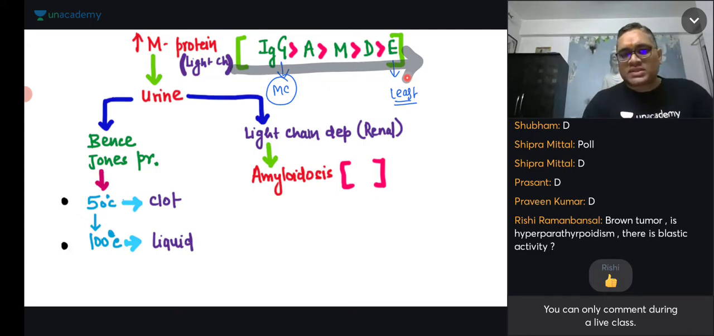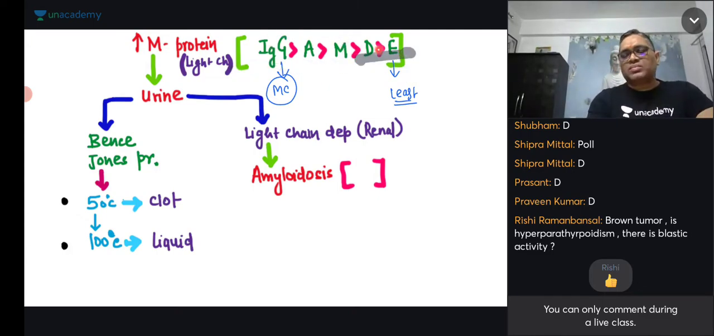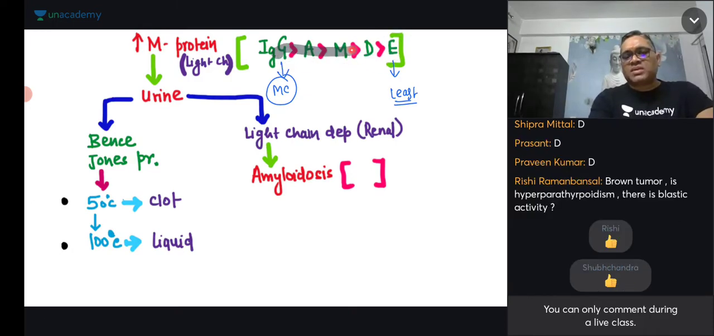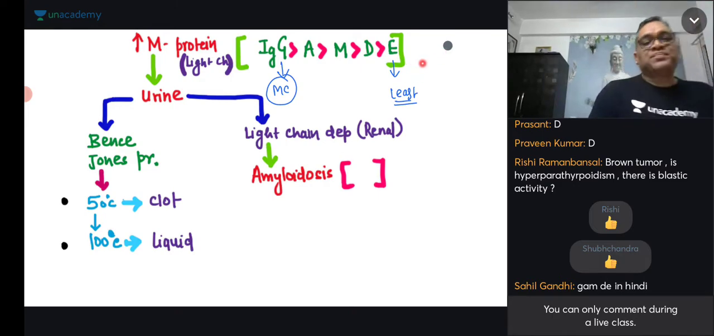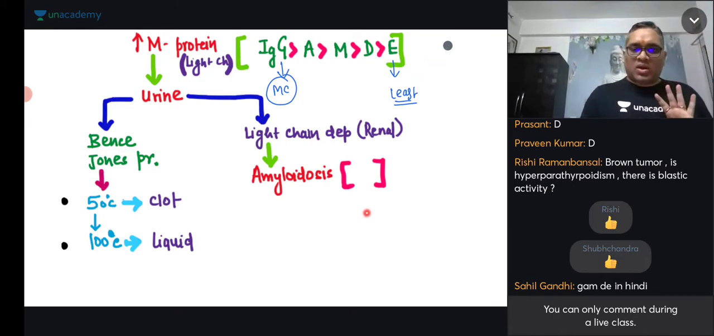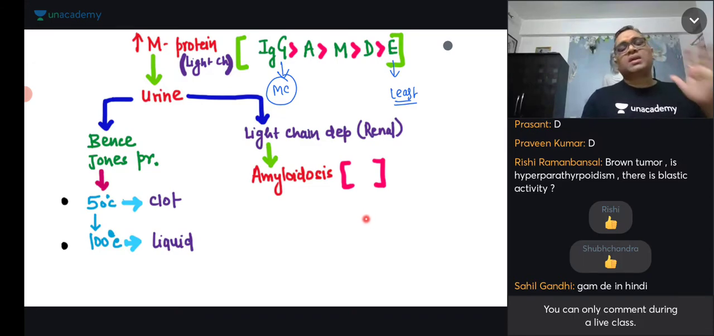IgG is the maximum. See, the mnemonic is GAMDE. So remember them as GAMDE, GAMDE. Don't remember GAME. Many students remember GAME. It's not like that. It sounds like 'gum day' in Hindi, okay, you can remember that. So that's how you have to remember that. All immunoglobulins will be forming the chain, but this is the decreasing order in the sequence: maximum IgG, minimum IgE.